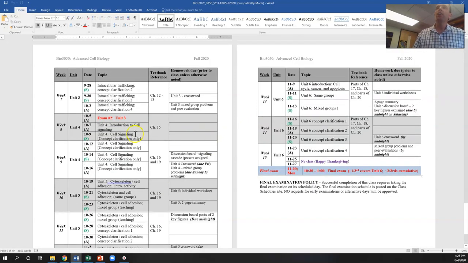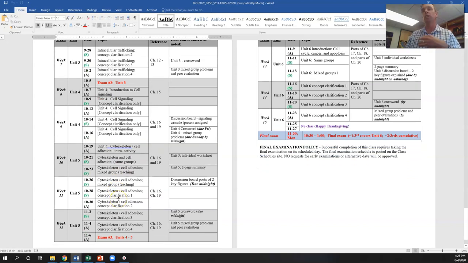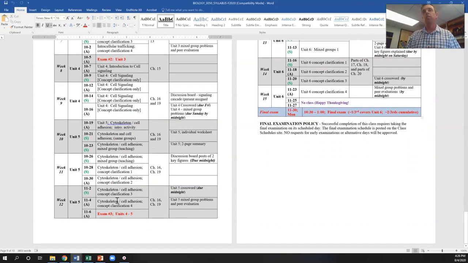I will try to figure out if there's an easy way to make it known which days are synchronous and asynchronous within Canvas. But so far, when I make a Zoom, it just repeats it for all the days. And I don't want to make a different Zoom link for every day because that would be even harder. So you might just have to pay attention to this schedule and the weekly overview that I have in Canvas.